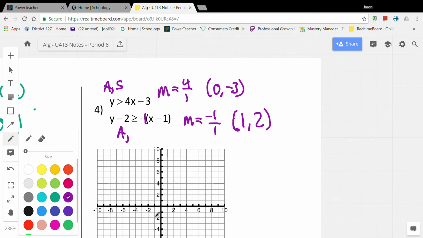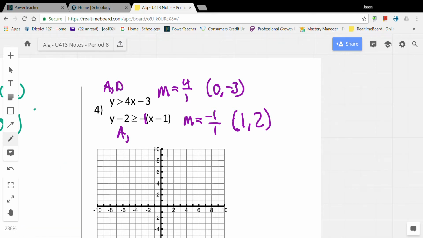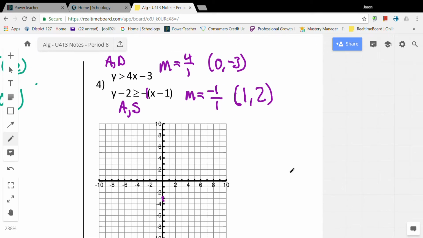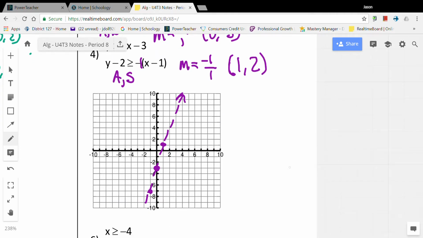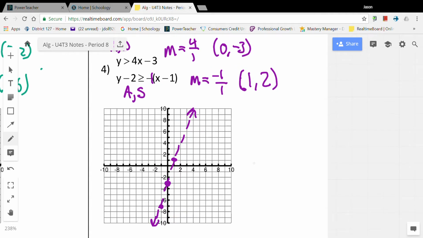Oh, again, I apologize, guys. This first one is not a solid boundary line. It is a dashed boundary line. This is the solid boundary line. So 0, -3, go up 4 and right 1, down 4 and left 1, dashed boundary line. Make it go all the way down here. There we go. And I am going to draw arrows going up.